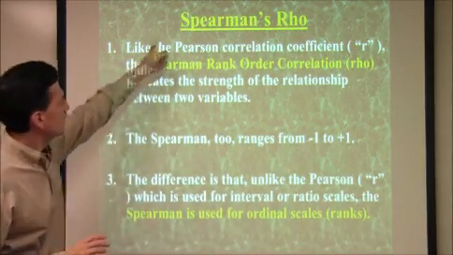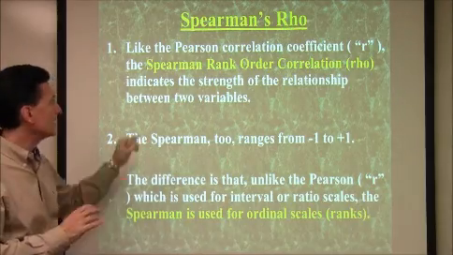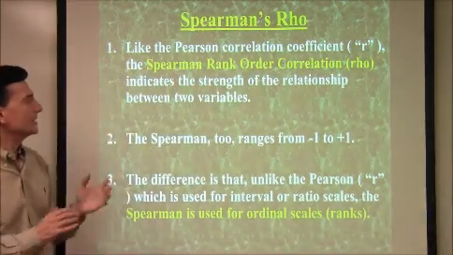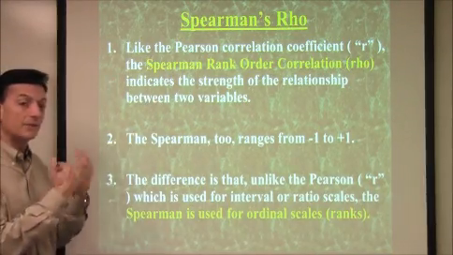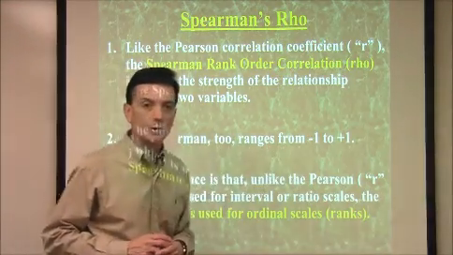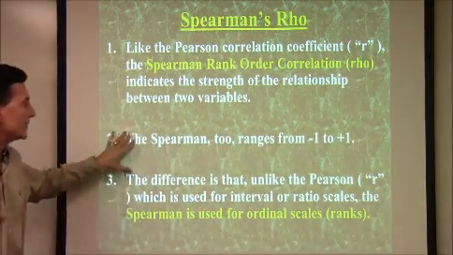Okay, let's get back to Spearman's rho. And like the Pearson correlation coefficient r, the Spearman's rank order correlation, rho, as it's sometimes called, indicates the strength of the relationship between two variables. So as we said before, that's how they're similar. The Spearman's rho does range from -1 to +1, as we mentioned. That's how they're similar. So both correlational, both operating in the same range.